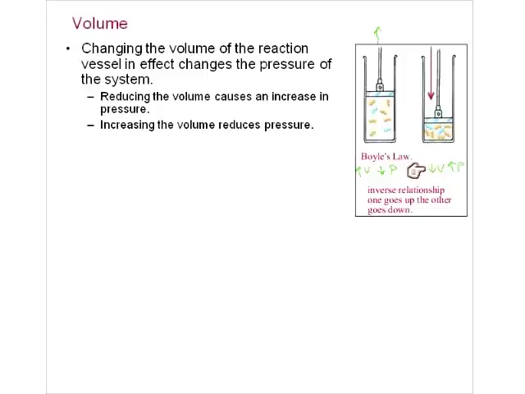If one goes up, the other goes down. Okay? If I pull back out on this piston, I'm making a much greater volume, which means now the pressure drops because there's more space for this gas to occupy. So now it's going to have fewer collisions, and therefore we're going to have less pressure. So if we increase the volume, we've decreased the pressure. Let's look at a couple of examples here.